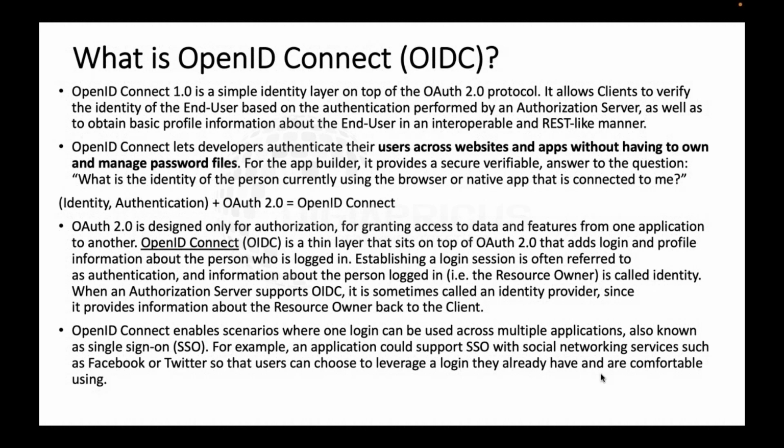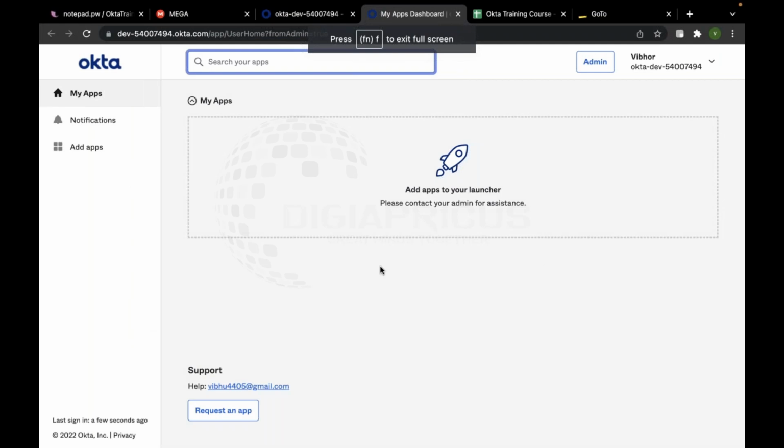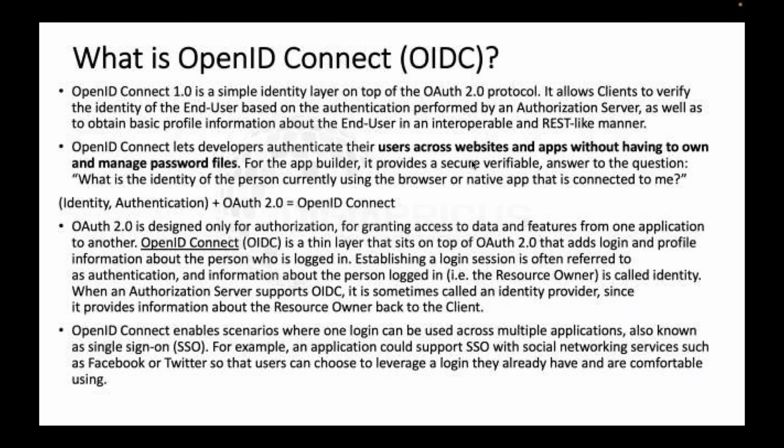Now it enables the scenarios where one login can be used across multiple applications, also known as single sign-on. So once you have integrated your application with Okta, and you're trying to log in, you'll be able to see that application chiclet or the icon over here. And if it is an OIDC application, if you click on it, you don't have to log into your application again. You can directly jump into the application because of the single sign-on. So that's how this OpenID works.